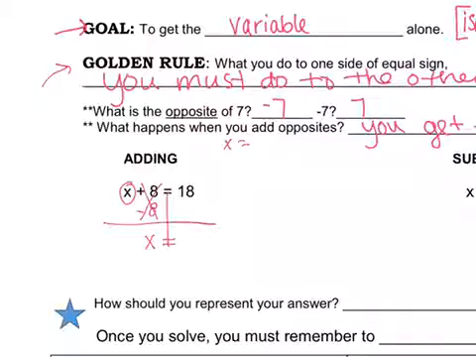But because of the golden rule, what you do to one side of the equal sign, you must do to the other. So we subtracted 8 on the left, we have to subtract 8 on the right. And that's how we actually get our answer. So 18 minus 8 gets us 10. So x is equal to 10.